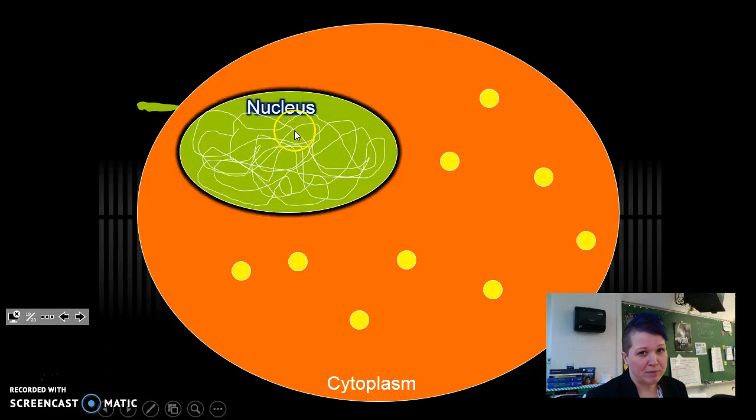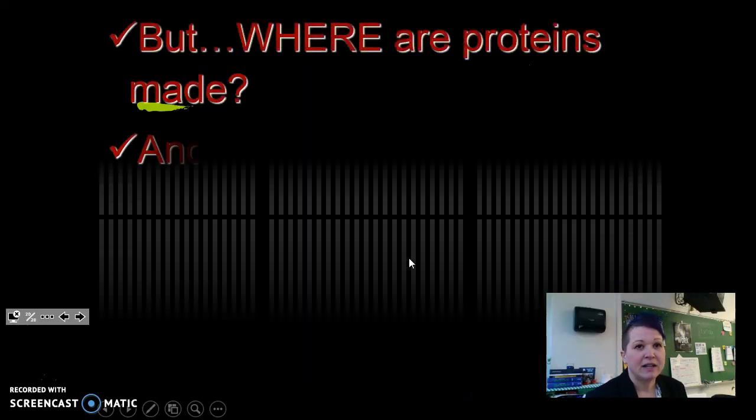So that's a problem, because if it has the code for making proteins, and proteins, if you remember, are made in these little dots. What are they? Shout it out. Ribosomes. Good. Okay. So those are ribosomes. So how does this code get to the ribosomes? Well, that's the key, right? There has to be something that can go in, read the code, and go out and tell the ribosomes what to do. And that is going to be really important.